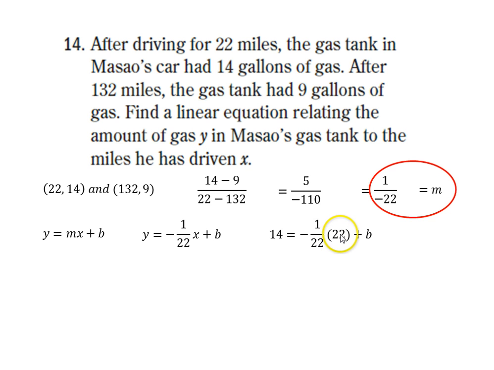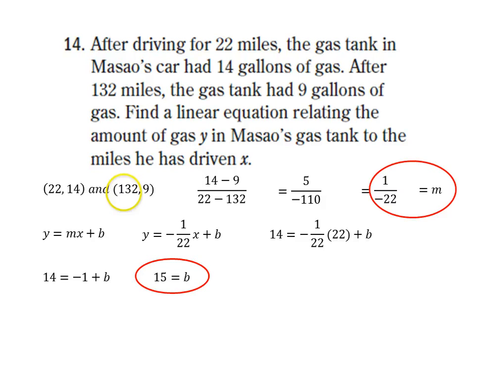And something nice about this is now that I have a 22 over a 22, they'll start to cancel out. So if I simplify negative 1 over 22 times 22, what I get is negative 1. 1 over 22 times 22 is 1, and it's a negative times a positive, so we get a negative. So 14 equals negative 1 plus b, and now I'm in a position to where I can solve for b. And I can solve for b by adding 1 to both sides. So b is 15. That's our y-intercept.